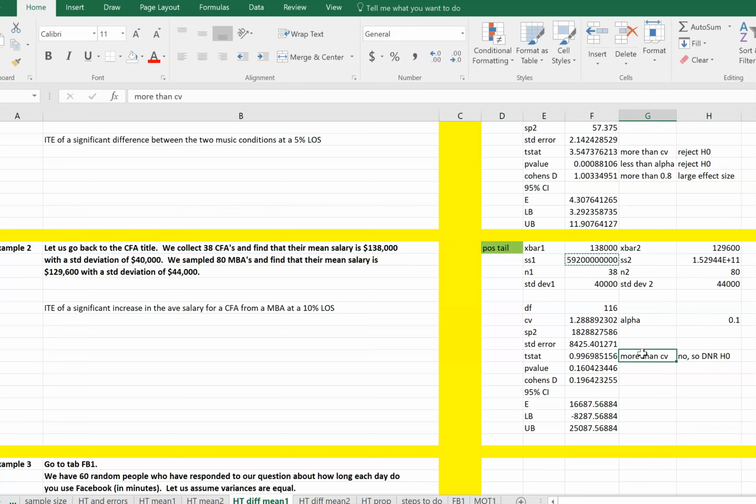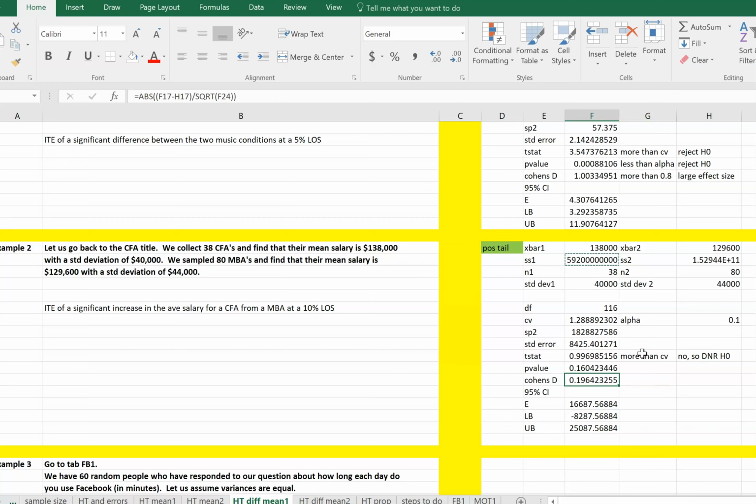Pretty simple. I wanted my t-stat to be bigger than my critical value. It is not. So no, I do not reject H naught. I do not believe there's a significant difference. I'm done here. I don't believe there's a significant difference between the two. But we'll move on with our analysis.